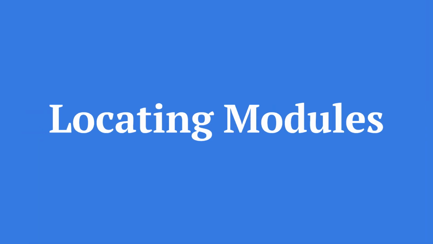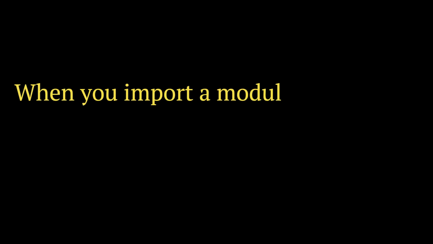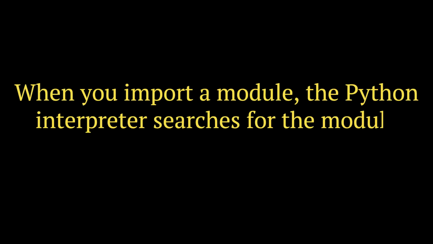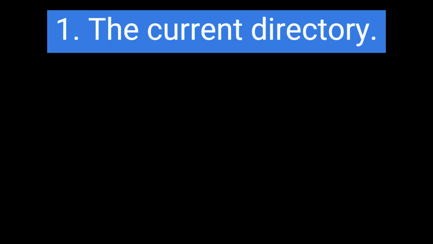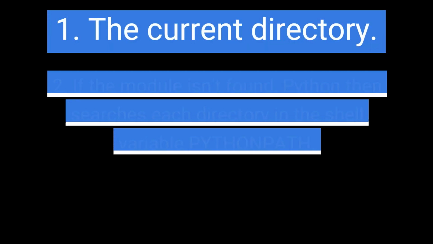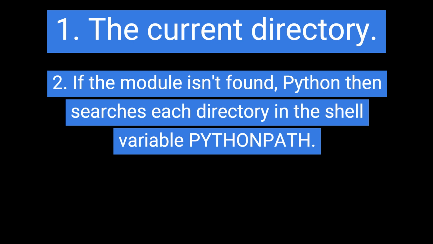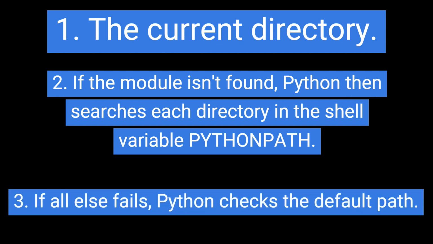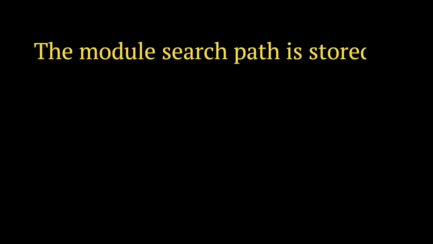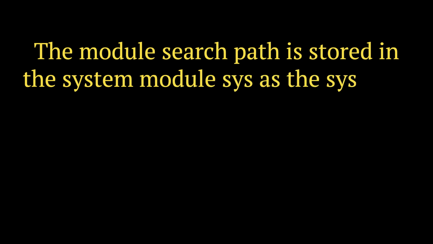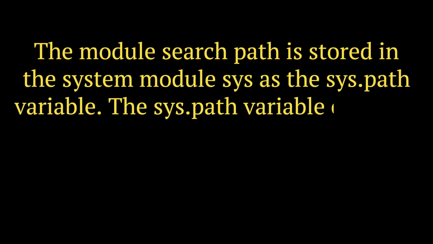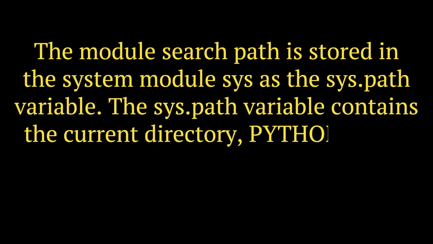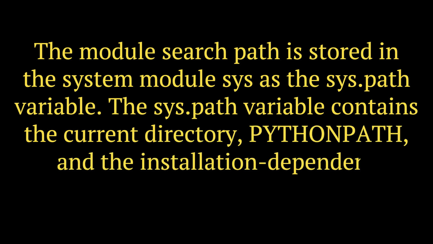Locating modules. When you import a module, the Python interpreter searches for the module in the following sequence. 1. The current directory. 2. If the module isn't found, Python then searches each directory in the shell variable PYTHONPATH. 3. If all else fails, Python checks the default path. The module search path is stored in the system module sys as the sys.path variable. The sys.path variable contains the current directory, PYTHONPATH, and the installation-dependent default.